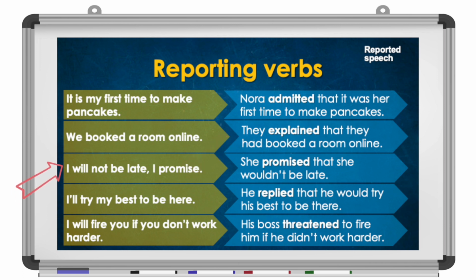I will not be late. She promised that she wouldn't be late. I'll try my best to be there. He replied that he would try his best to be there. I will fire you if you don't work harder. His boss threatened to fire him if he didn't work harder. You see all these verbs I highlighted. Admitted, explained, promised, replied, and threatened. They are all correct reporting verbs.